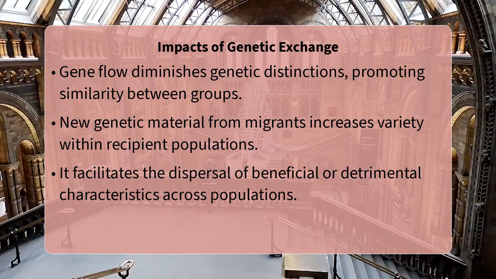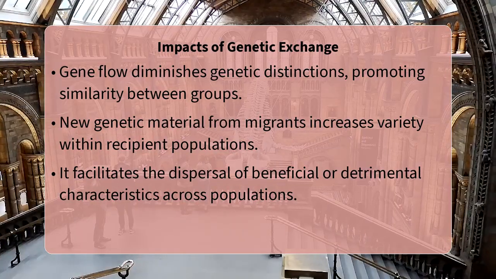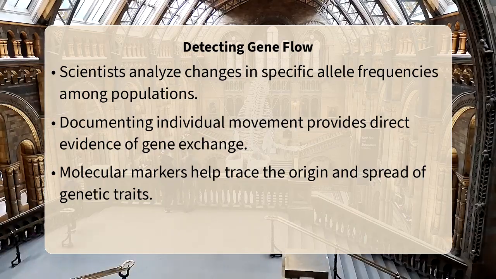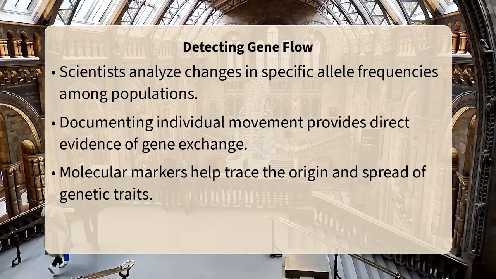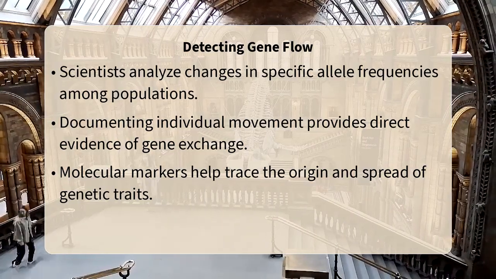Finally, gene flow can counteract other evolutionary forces like genetic drift and natural selection, either preventing populations from diverging too rapidly or slowing down local adaptation by continually reintroducing less adapted alleles.